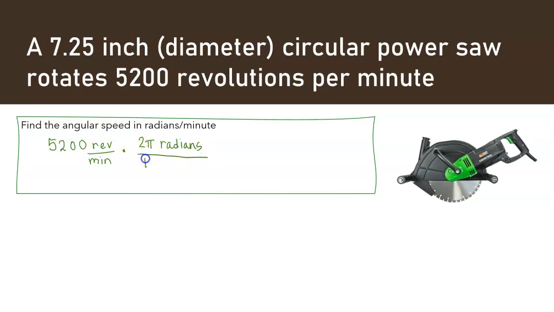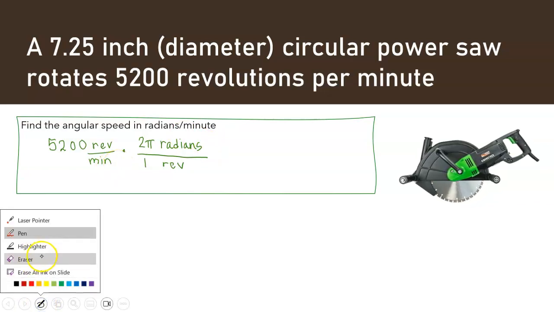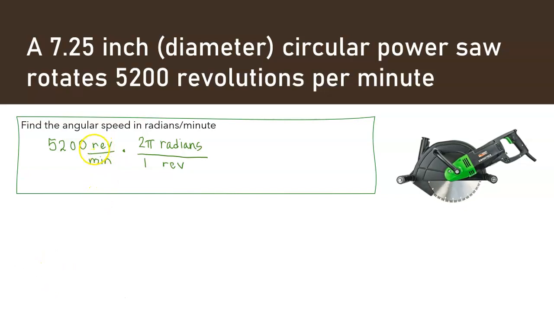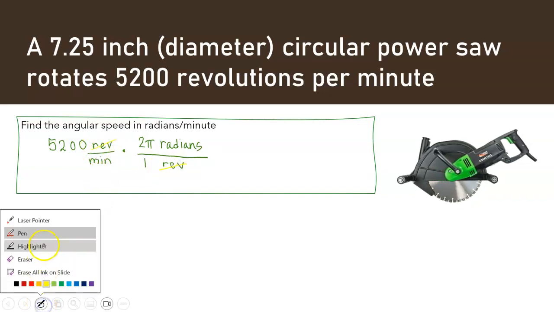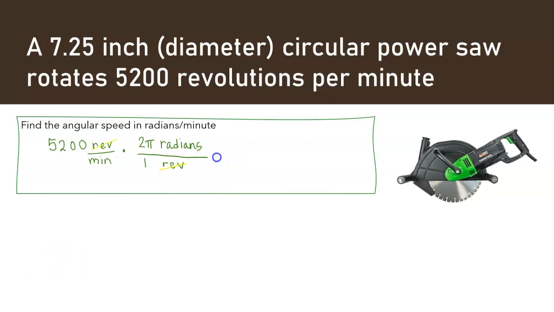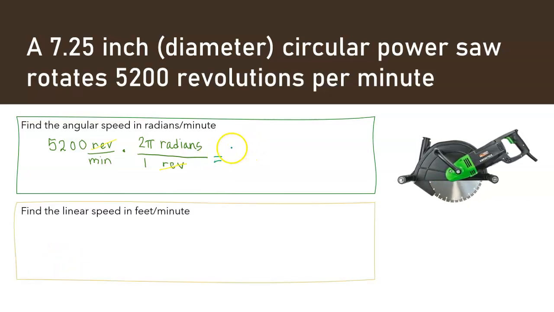in 1 revolution. I'm really paying attention to units more than I am the conversion. I just want to make sure that I put radians on top and that I wind up with minutes on the bottom. So my revolutions are going to cancel and I'm left with radians per minute. I would do 5,200 times 2, and I would still have pi radians per minute.